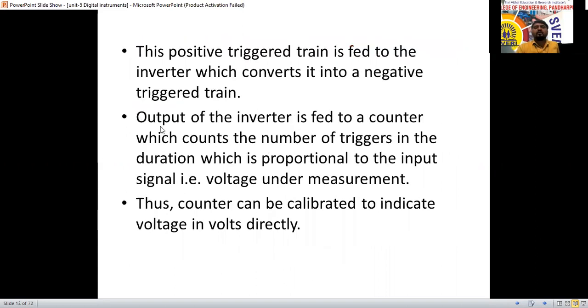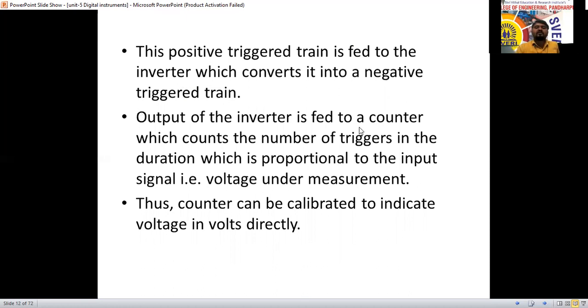So this positive trigger train is fed to the NOT gate. In a NOT gate, if the input is 1, it makes it 0, and 0 to 1, the opposite. Now here, a positive trigger is going to be converted into a negative trigger, so we call it an inverter. This positive trigger train is fed to the inverter, which converts it into a negative trigger train. It has converted. Next, what will happen?